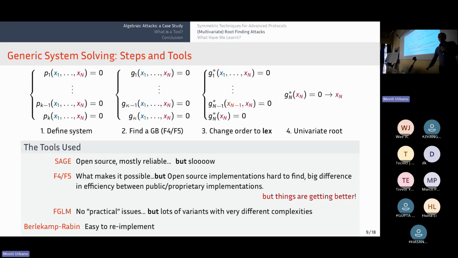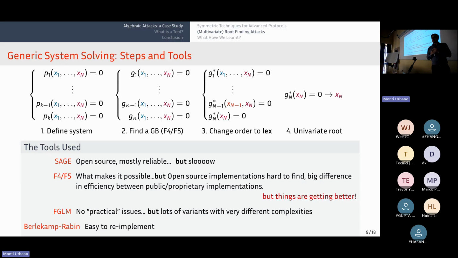And finally, there is the final step where you just compute the root of the last polynomial here, because it's univariate, so it's much easier. And this is really not a problem. Once you have reached step 4, you're happy. Both from a theoretical algorithm standpoint and in practice, it's also not a problem.